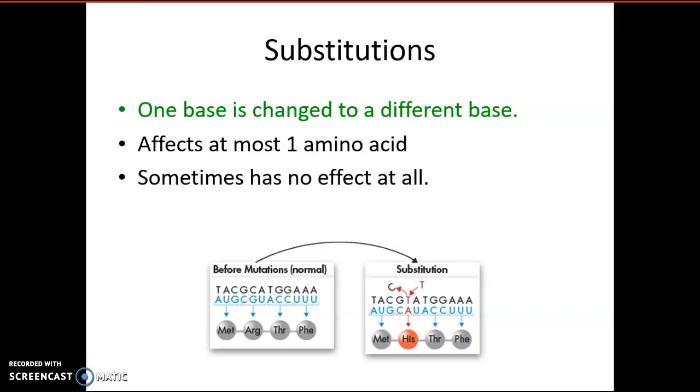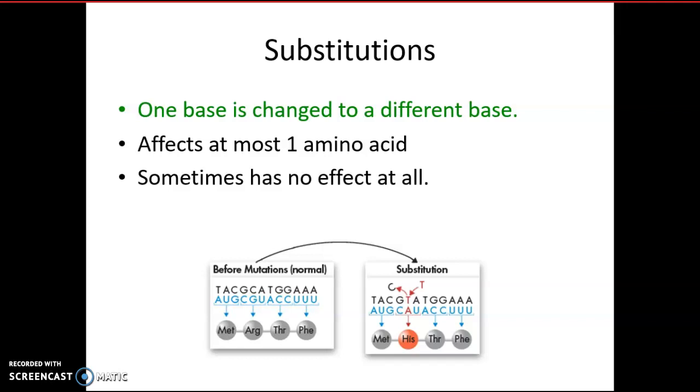When we talk about a substitution mutation, we're talking about just one base being changed to a different base. This is going to affect really at most just one amino acid. If we look down here at the diagram, you can see first on the left the original DNA strand, and on the right you'll see where the mutation has occurred in red. Now you're going to notice that here this C has been mutated into a T nucleotide.